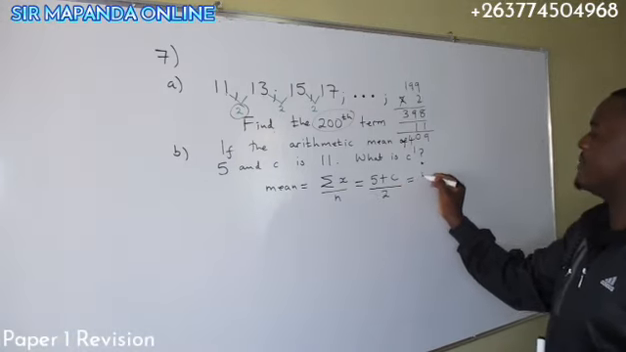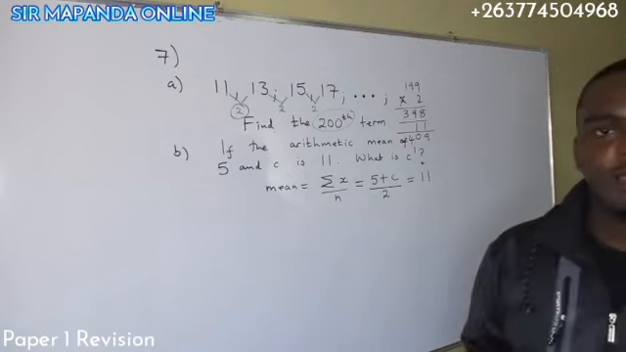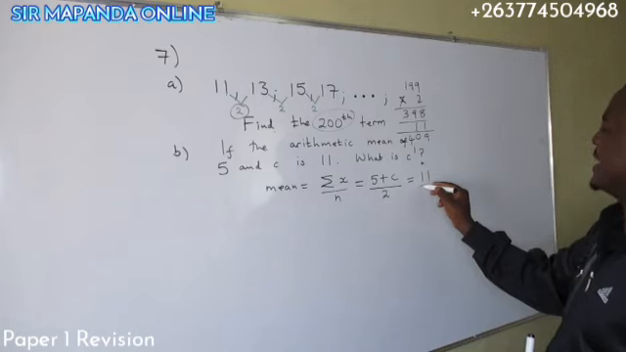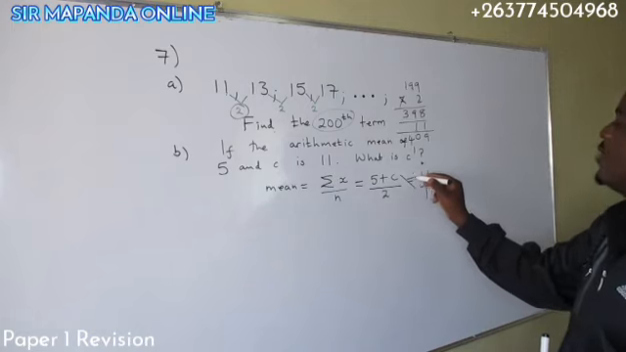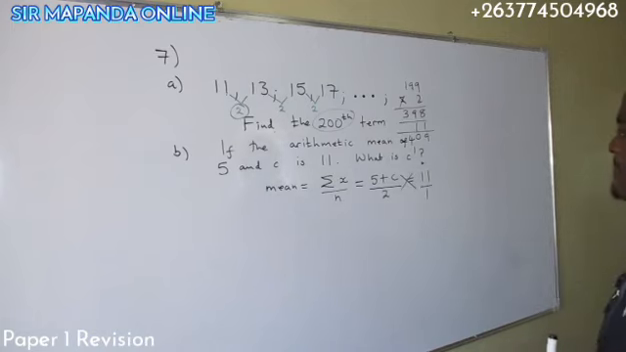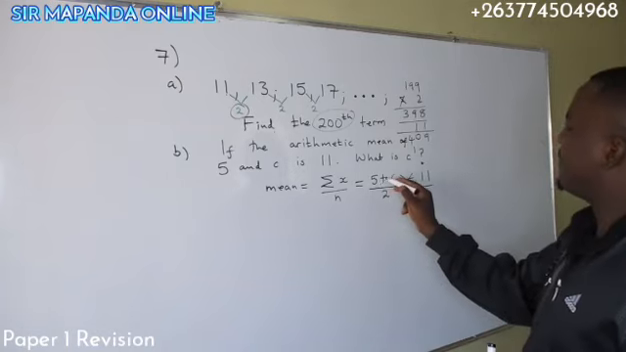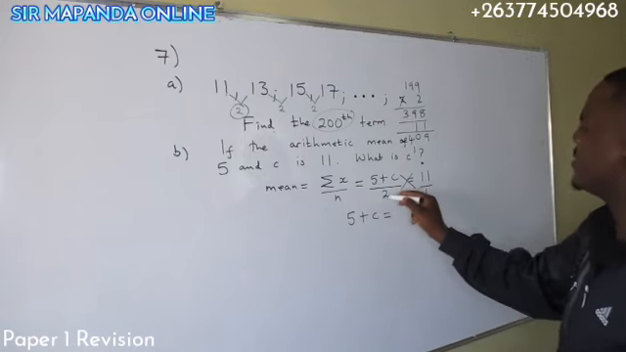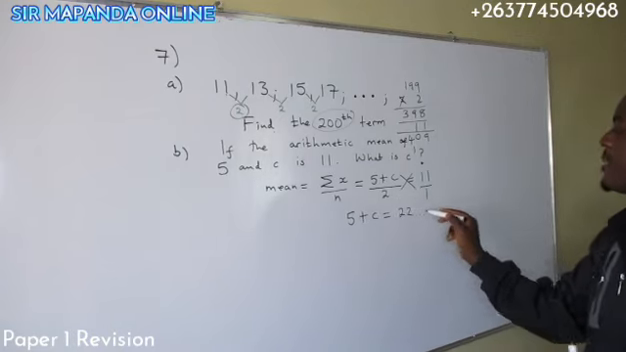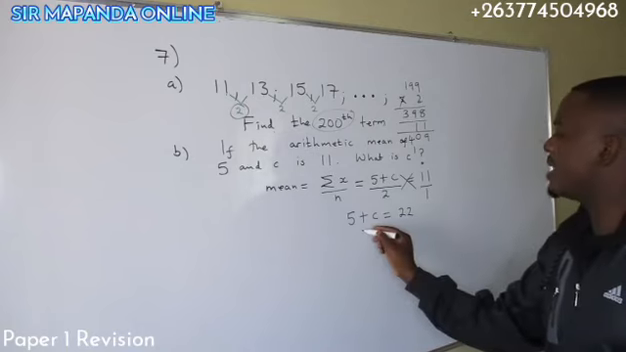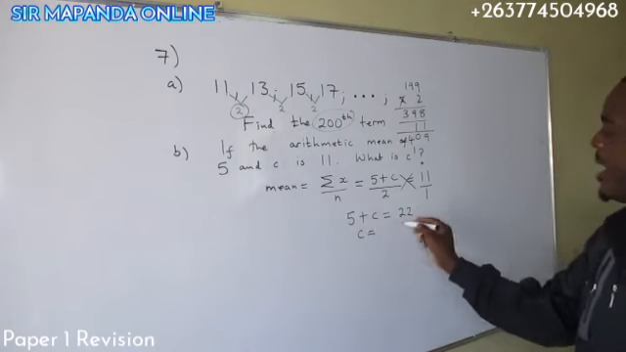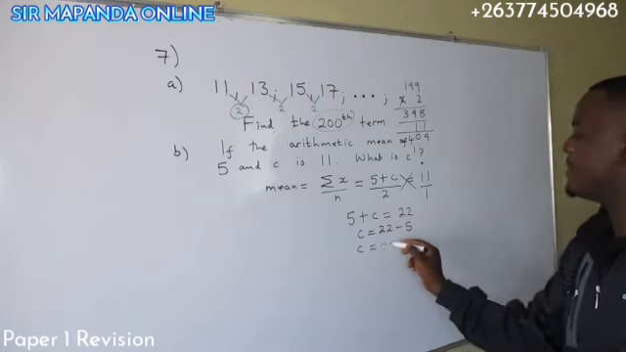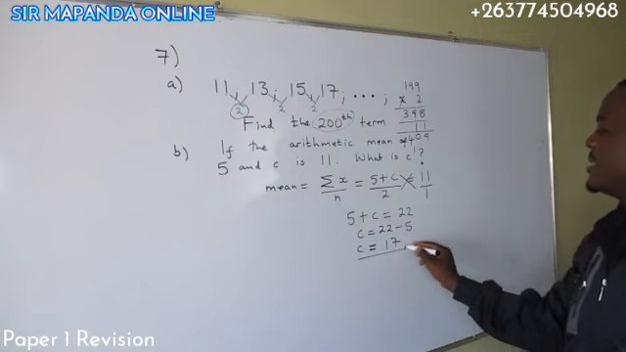So they are saying the mean is 11, right? So to find C, I'm going to cross multiply, treating 11 as 11 over 1. Then you cross multiply. 5 plus C times 1, you get 5 plus C. Then 2 times 11 gives you 22. So to make C the subject, you are now moving 5 to the right. You get 22 minus 5. Therefore, C is 17. 17 is your final answer.